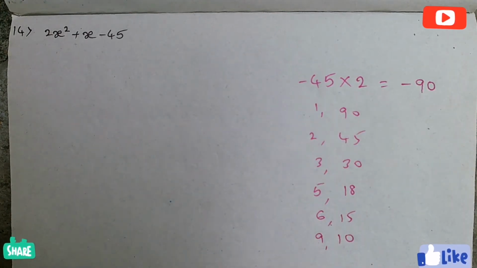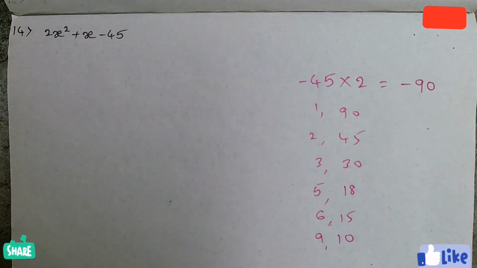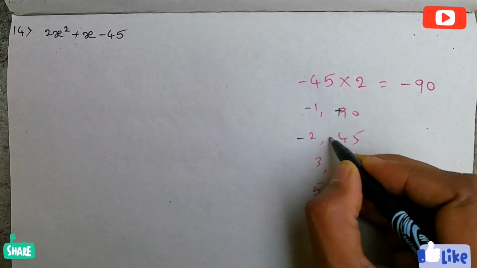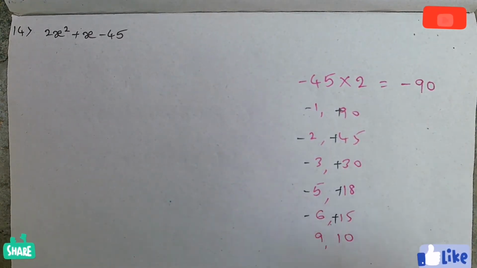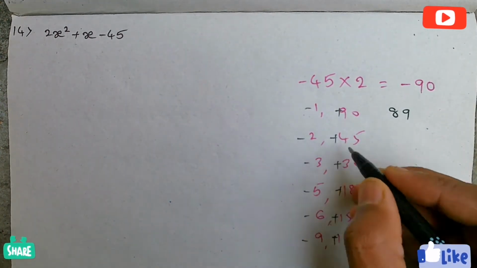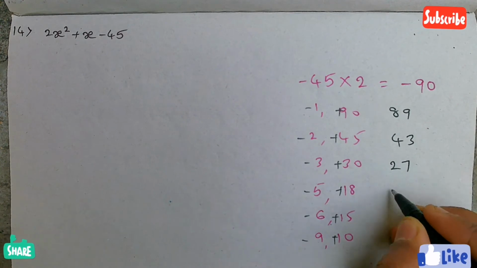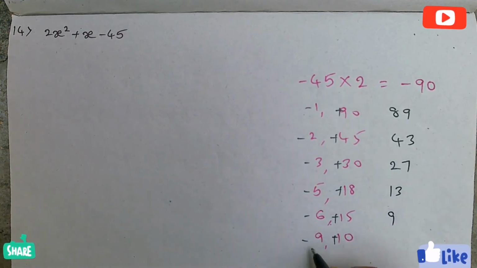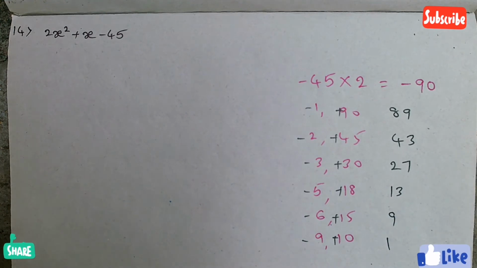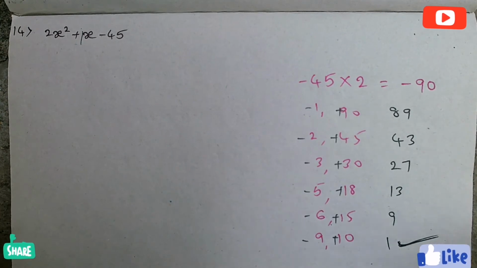Now if we observe the given question, here the middle term is plus and the product is minus. Middle number is plus, product is minus, means the bigger number should be positive and the smaller number should be negative. Now, minus 1 plus 90 is 89, minus 2 plus 45 is 43, minus 3 plus 30 is 27, minus 5 plus 18 is 13, minus 6 plus 15 is 9, minus 9 plus 10 is 1. In the middle we have plus x, that is nothing but plus 1x. So this last one is the correct pair.